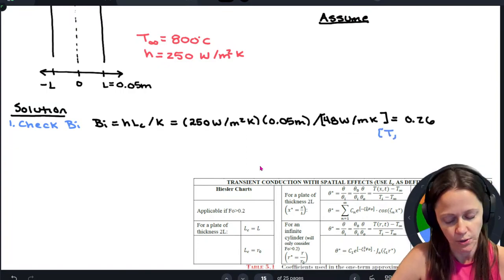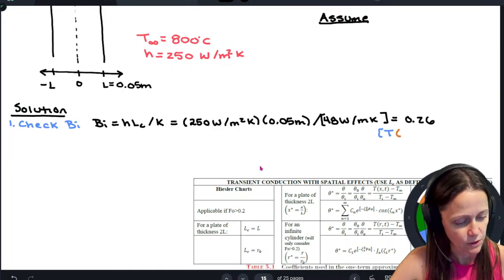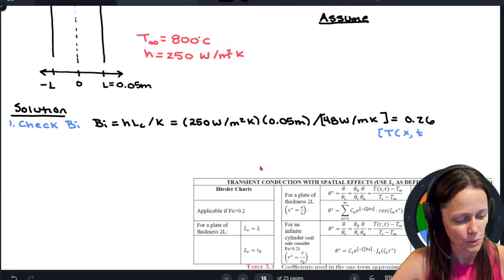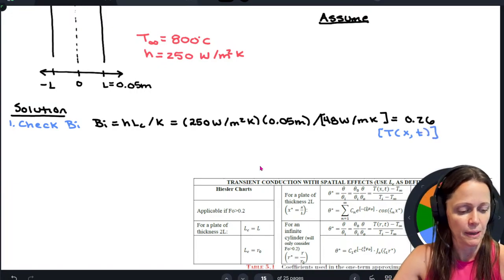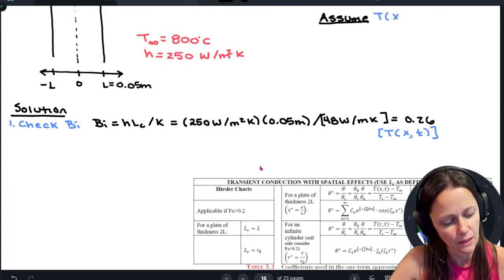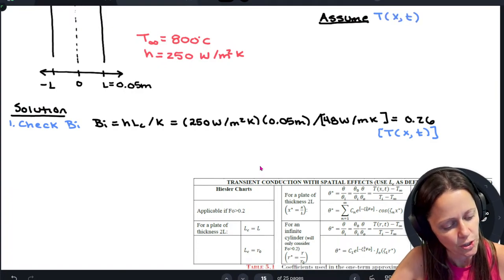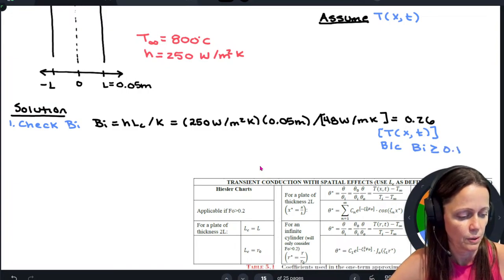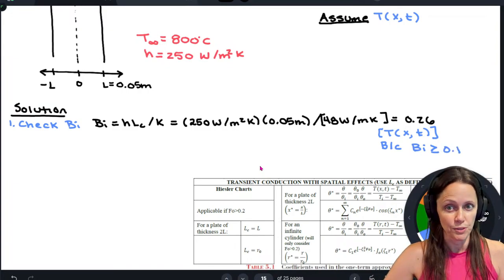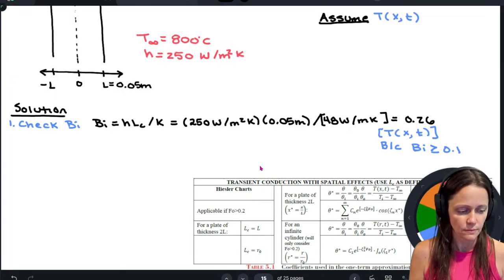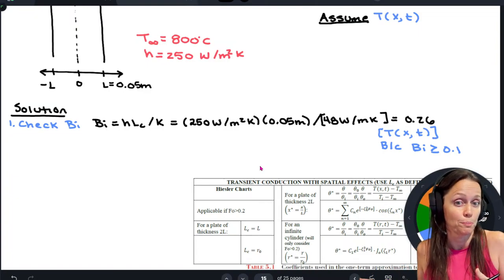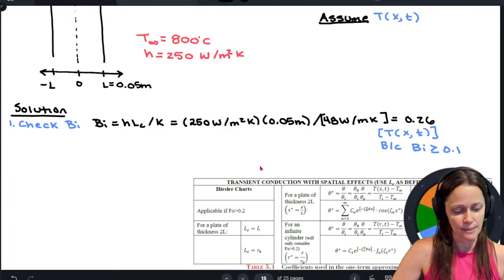So my temperature is going to be a function of not only time but position as well. All right, so maybe I put that up here as well. So can you write why we can't ignore it? Sure. And it's because our Biot number is greater than or equal to 0.1. Because remember, 0.1 was the cutoff. If it had been less than 0.1, perfect, I could just use my lumped capacitance method and it would be a little bit easier.